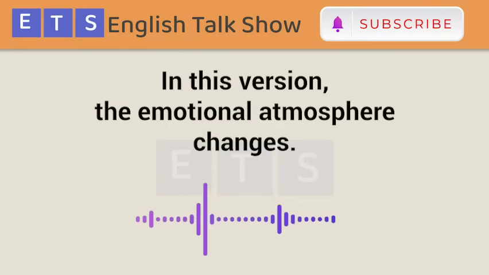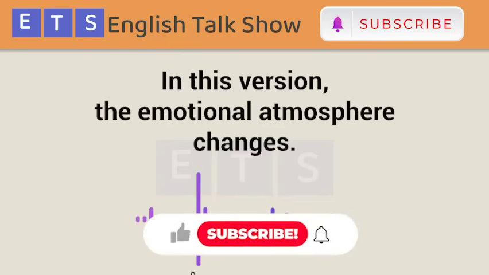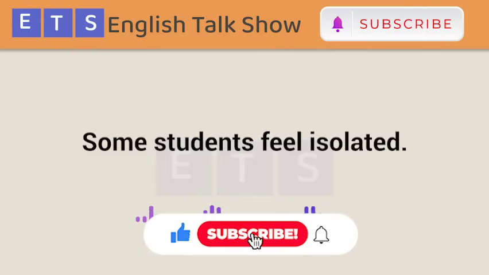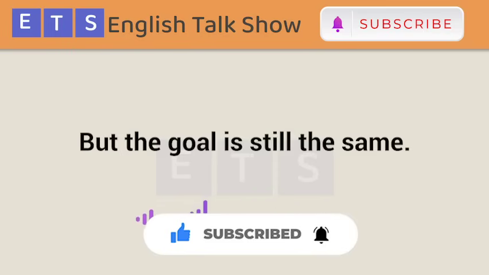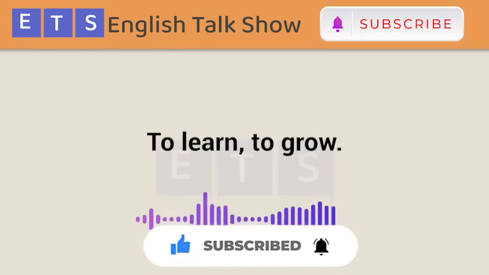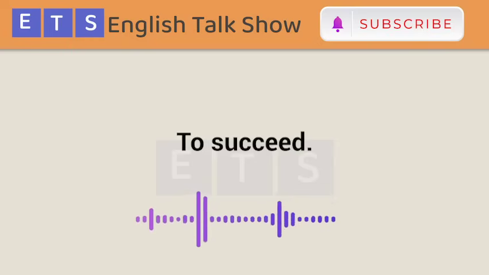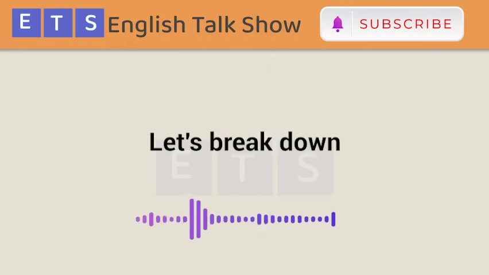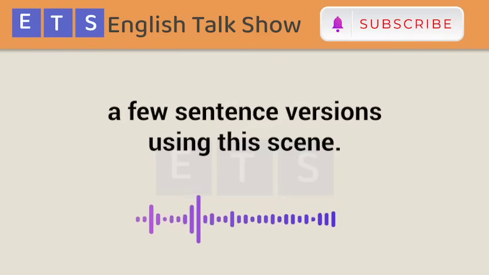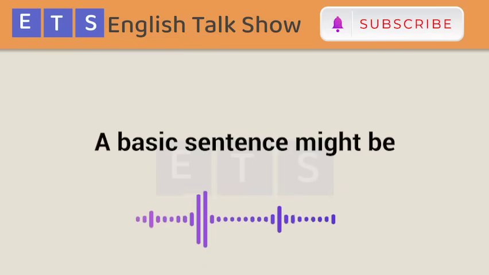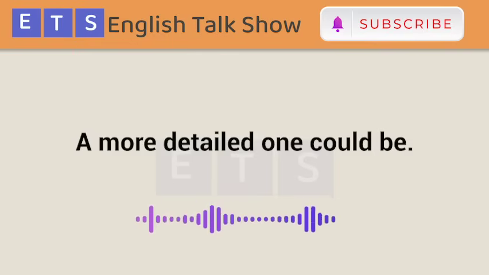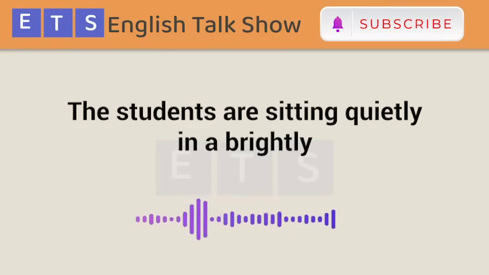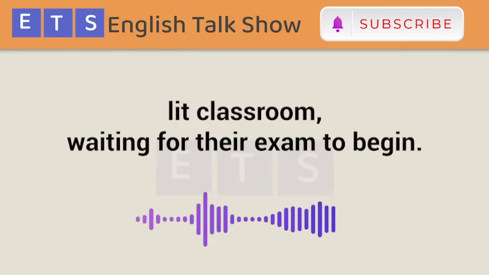In this version, the emotional atmosphere changes. Some students feel isolated, others more relaxed. But the goal is still the same: to learn, to grow, to succeed. Let's break down a few sentence versions using this scene. A basic sentence might be, "The students are in the classroom." A more detailed one could be, "The students are sitting quietly in a brightly lit classroom, waiting for their exam to begin."